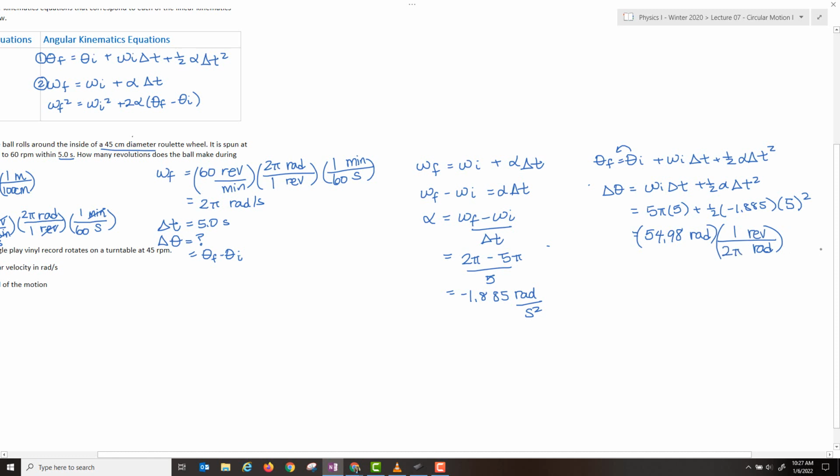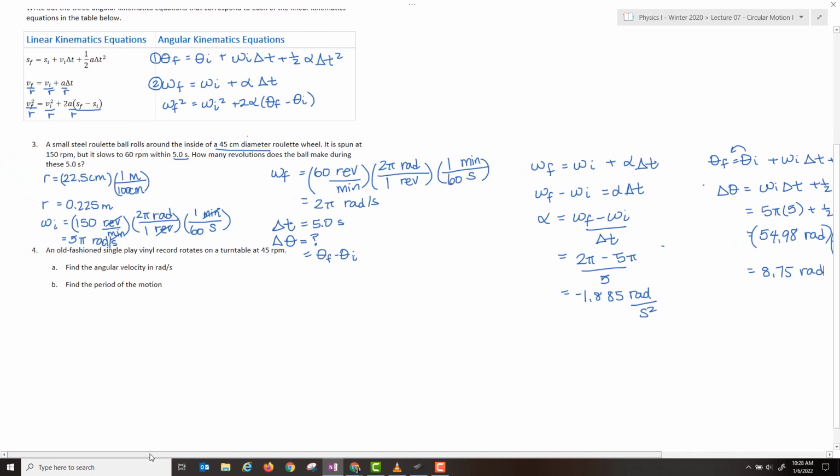If I go a complete circle, then that would be 2 pi radians. So 1 revolution is 1 complete circle. All right, so I'm just going to take my number and divide it by 2 pi. And I get 8.75. And the units for that would be revs. All right. So that's question 3. Okay, question 4.